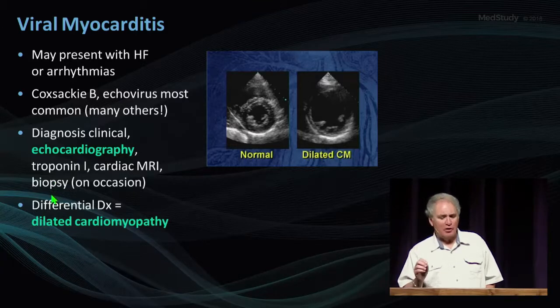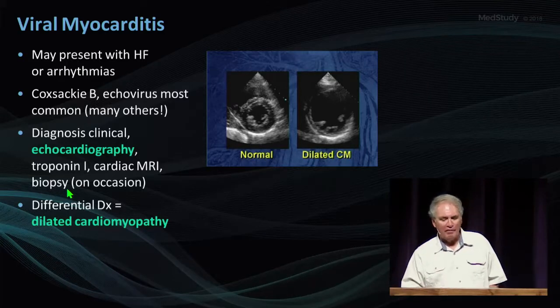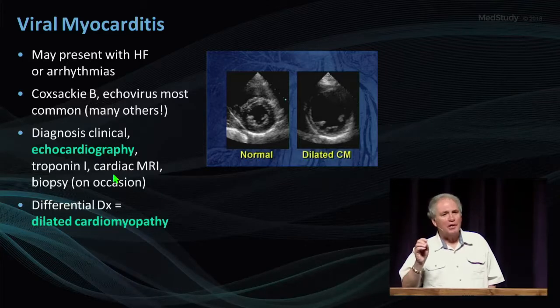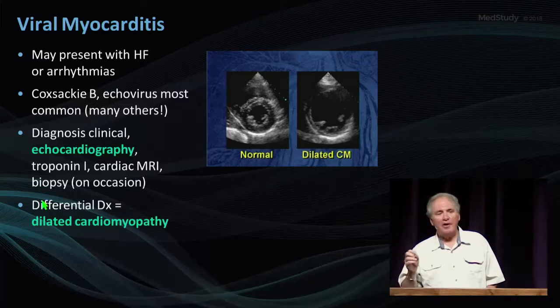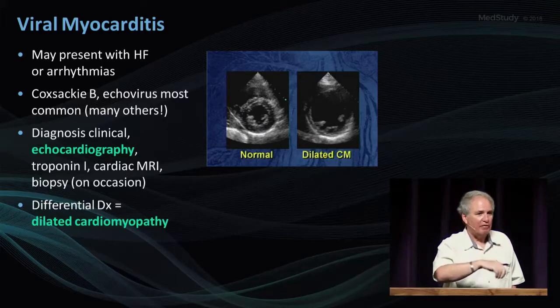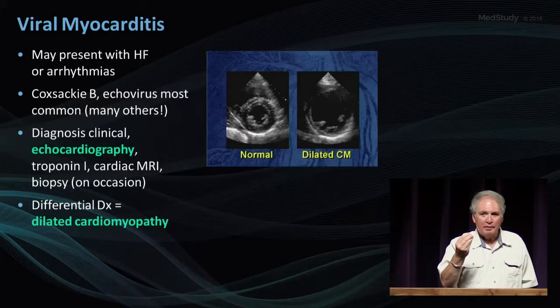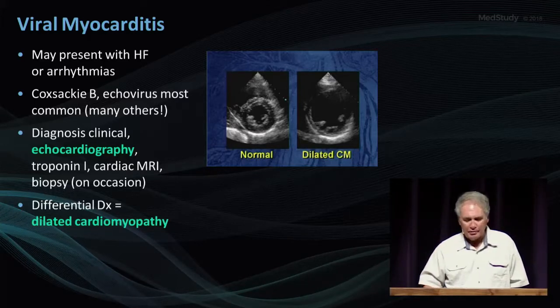Measurement of cardiac enzymes like troponin can give you a clue about destruction of myocardial cells and is often elevated in myocarditis. Cardiac MRI can be used to look for areas of inflammation. And again, we don't biopsy too often because we don't need to. It's a clinical diagnosis. And the problem with biopsying is you may miss areas of inflammation and come back and say, this is a normal heart. Okay, so we tend not to biopsy cases of myocarditis.